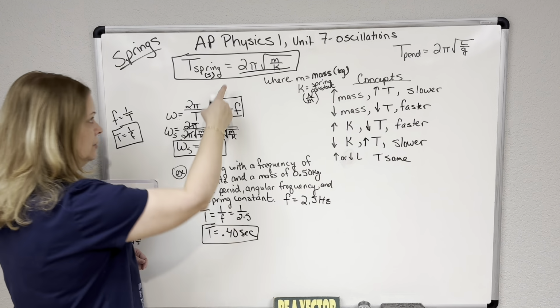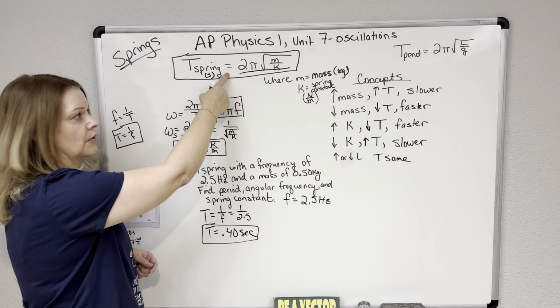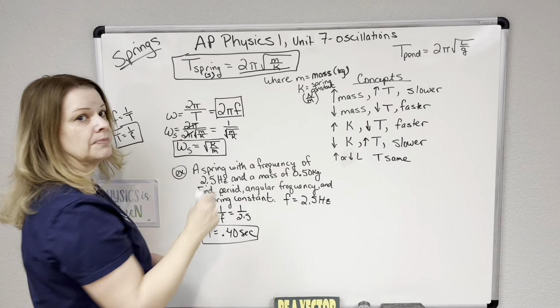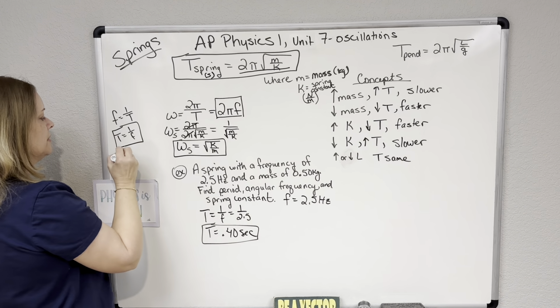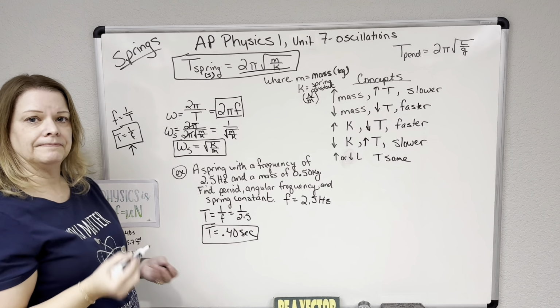Okay, and you're like, well, why didn't you use the formula that we've been talking about, the equation? Because I have my mass, but I don't know my spring constant yet. So I can't use that equation. But I do know that there's another equation for period. Okay?